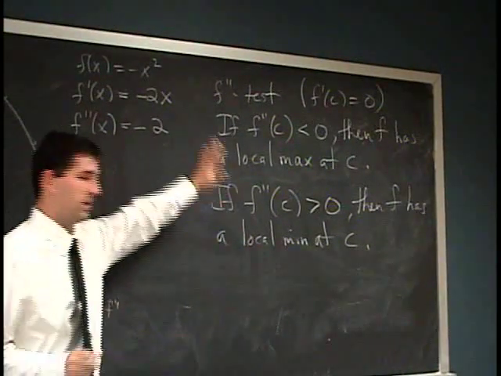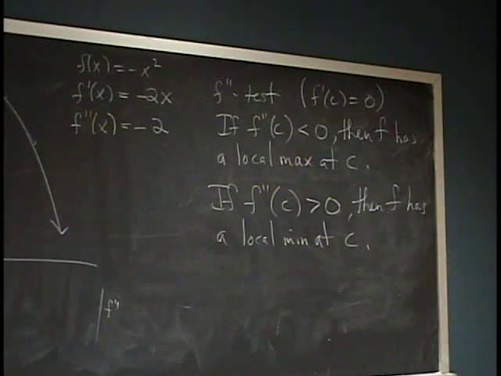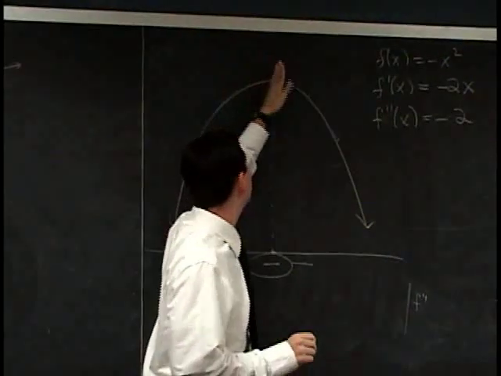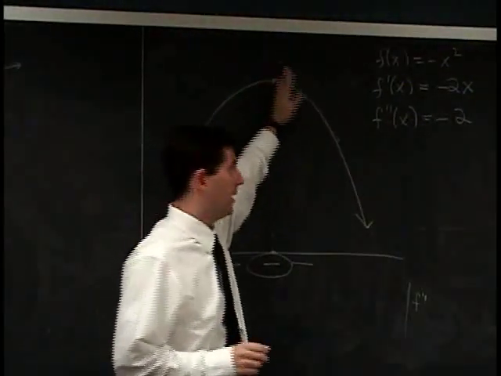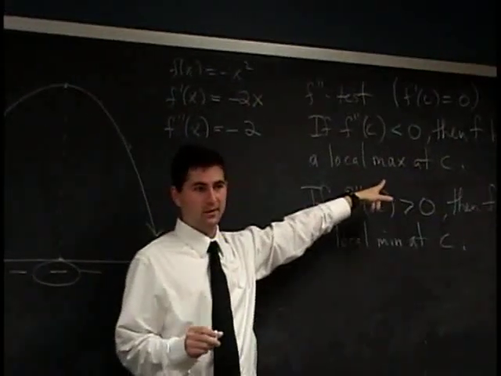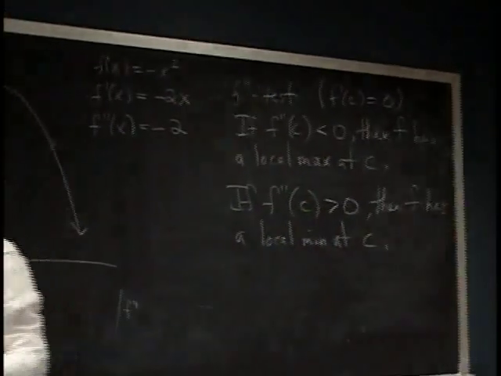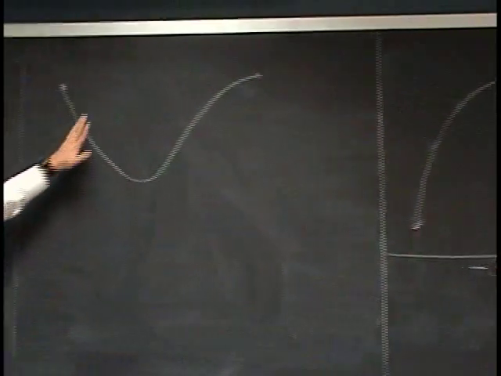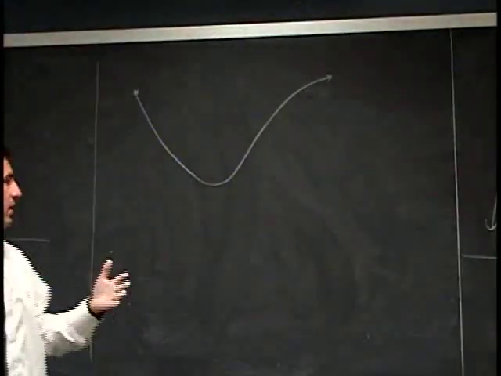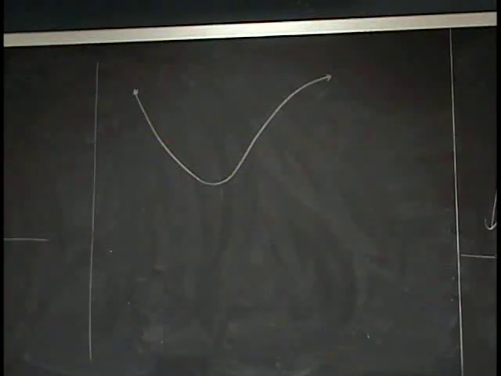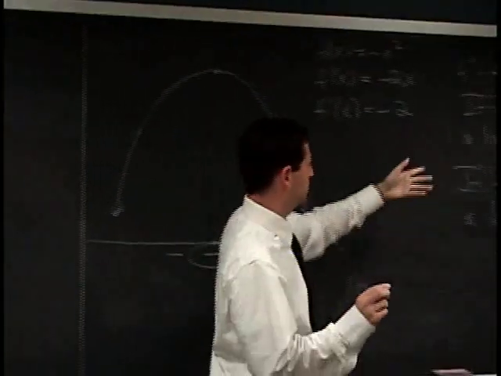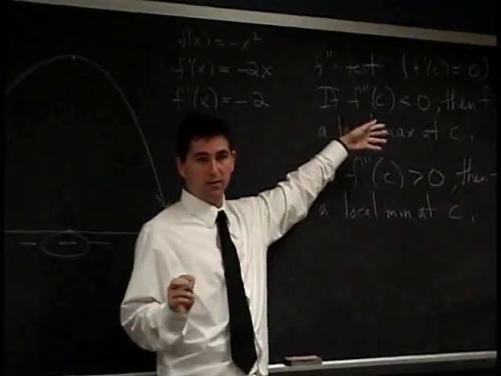So this is very nice, because instead of having to use the first derivative test and testing points on either side, you can just take the second derivative and test it at this point. Now what happens if the second derivative is 0? You're not quite sure, right? If it switches from positive to negative, then you have a point of inflection. But you could probably cook up an example where you have neither.